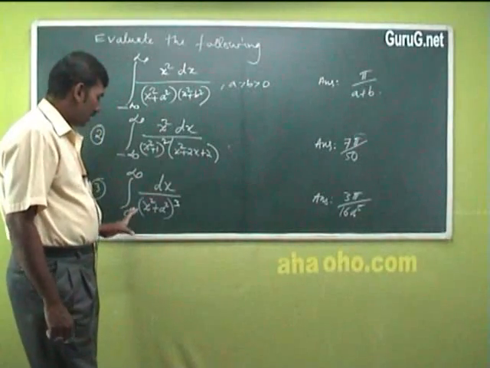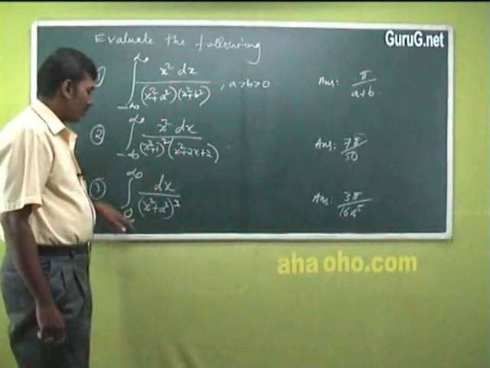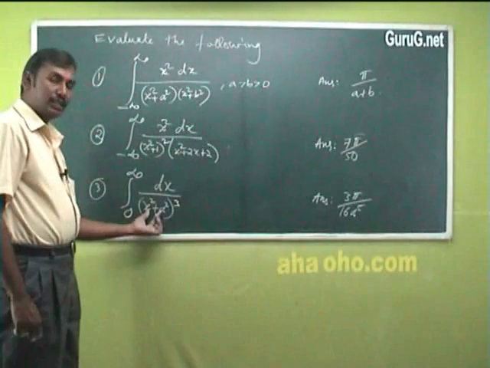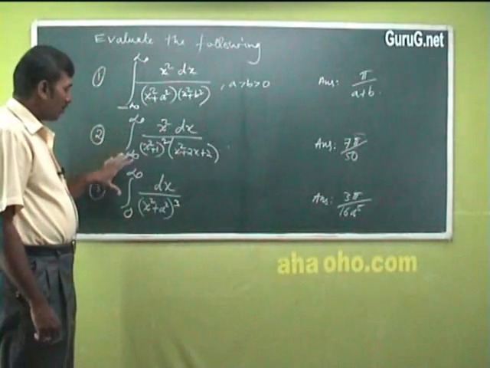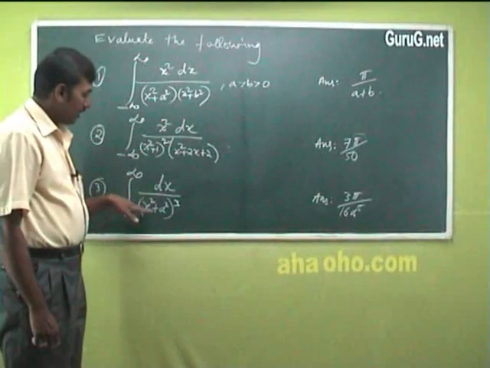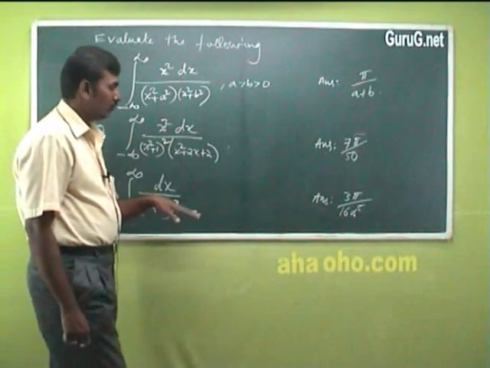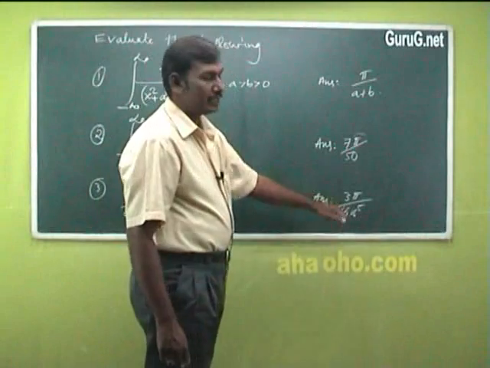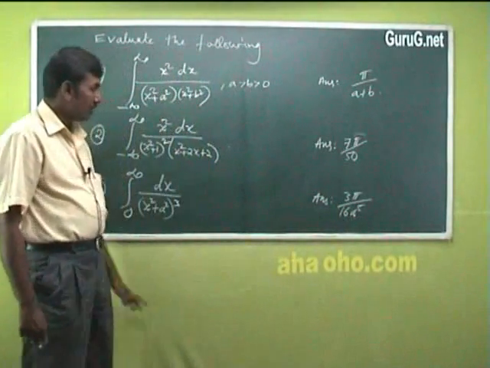The third problem, integral 0 to infinity. Lastly, what we have to do, this is an even function. So this is how you will get it. Now we write it as 2 times, right? So 0 to infinity dx by x squared plus a squared the whole cube. So 3 pi by 16 a power 5. You can verify these answers.